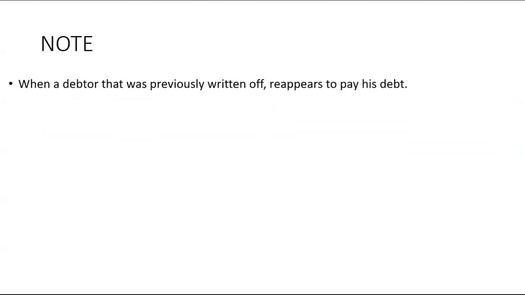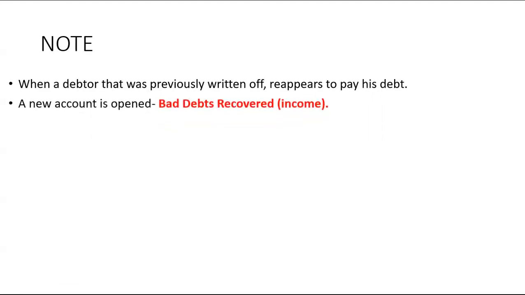When a debtor was previously written off and later on reappears to pay his debt, and this normally happens in most cases, a new account will be opened, because remember I said that debtor was written off. So if T-Tabo comes back and pays us back, debtors control will not be affected because debtors control is already sitting at zero. What we are supposed to do is to debit bank and credit debtors control, but we can't credit it because it's already sitting at zero. Instead, when T-Tabo comes back and pays us, we are still going to debit bank, but we credit a new account, which is called bad debts recovered.